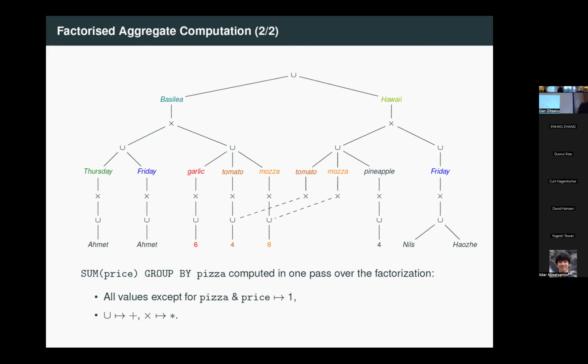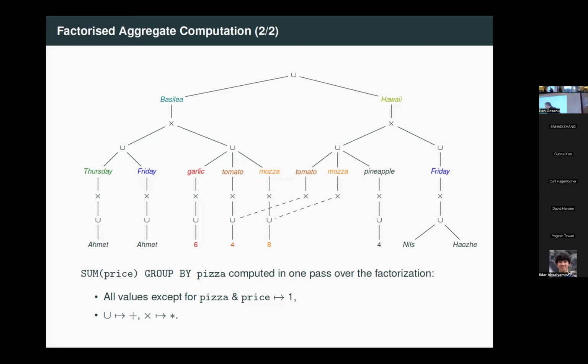But I can do something more sophisticated. For instance, I want to compute the sum of price group by pizza. So for each pizza, I want to know the amount of revenue in my database for that pizza. So price comes in a table, pizza comes in another table. So what can I do there? So what I can do is exactly the same as for count, but now, because I want to group by pizza, pizza is not turned into a different value. I just keep it the way it is. And then the price, which I'm interested to sum over, I keep it the way it is. Every other value is just mapped to 1.